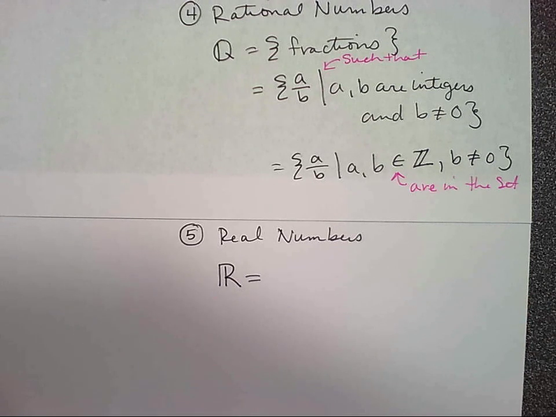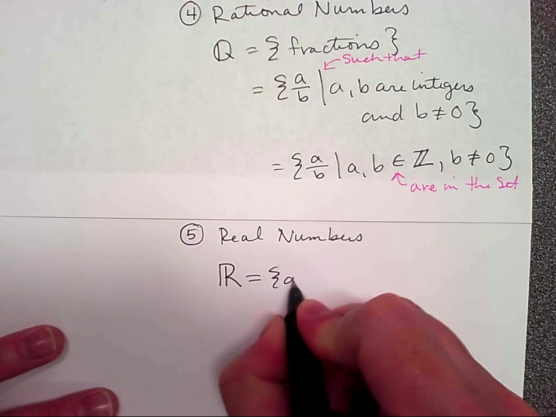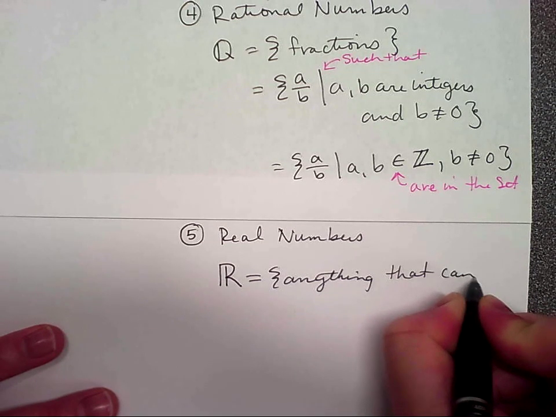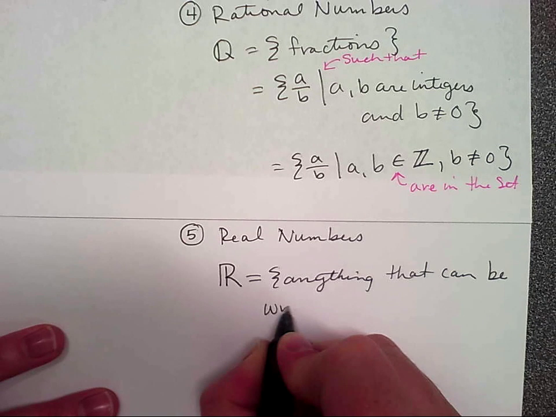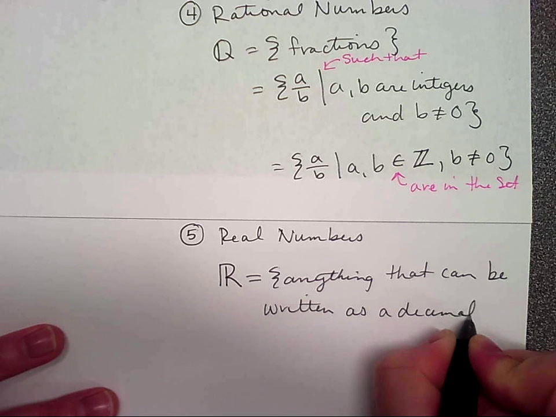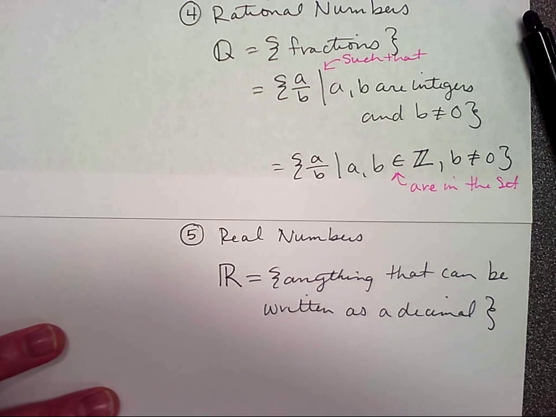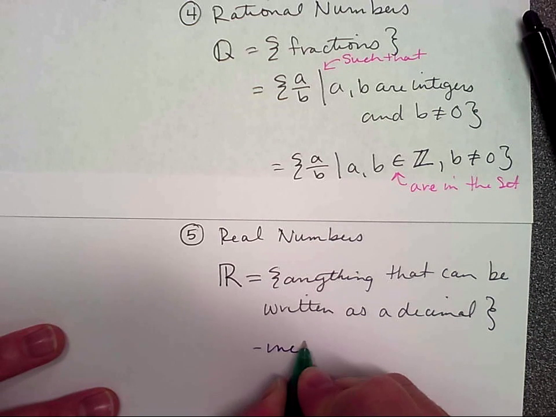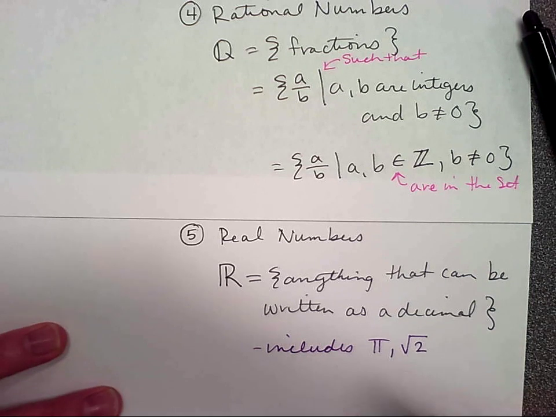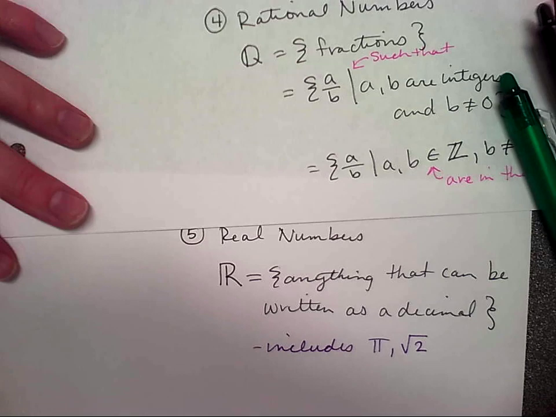The radical, right? We did a bunch of adding, subtracting radicals, multiplying, dividing radicals. If you have the square root of 2, that cannot be written as a fraction. So I'm just going to write it as anything that can be written as a decimal. And we said that includes pi, like Meadow said, and the square root of 2, because the square root of 2 cannot be written as a fraction.